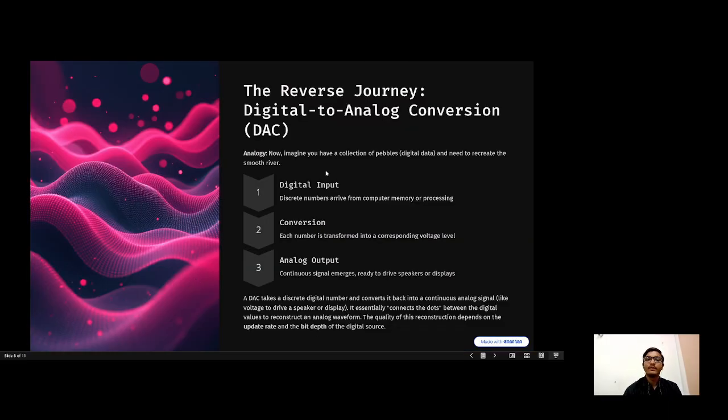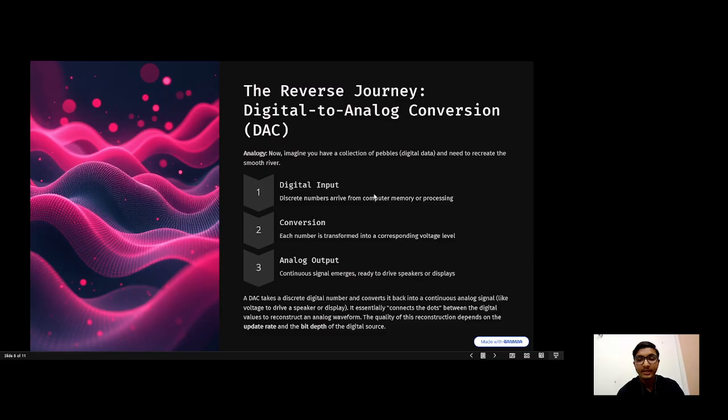So now the reverse journey, digital to analog conversion, DAC, analogy. Imagine you have a collection of pebbles, digital data, and a need to create a smooth river. First one is digital input. Discrete numbers arrive from computer's memory or processing. Conversion. Each number is transformed into a corresponding voltage level. And third one is analog output. Continuous signals emerge ready to drive speakers or displays.